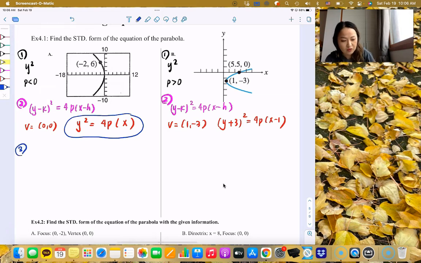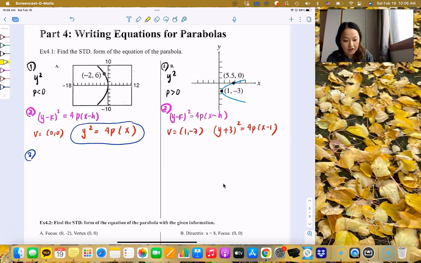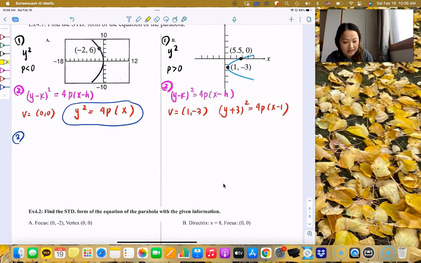Let's highlight everything else we need. We always need a p. But what do we know? We're given an x and a y. We're given an x and a y, and we have x and y here. So let's plug those in.